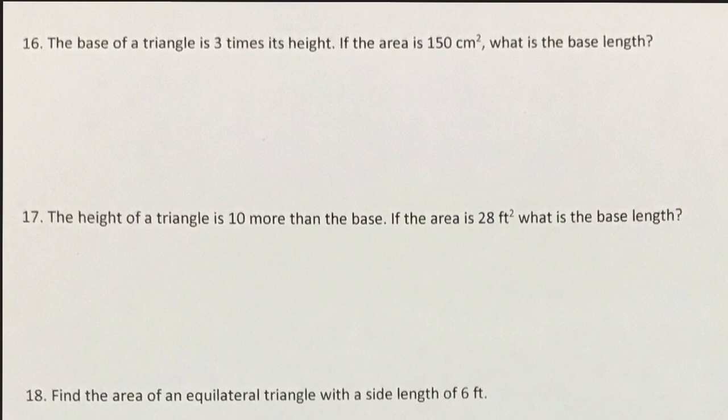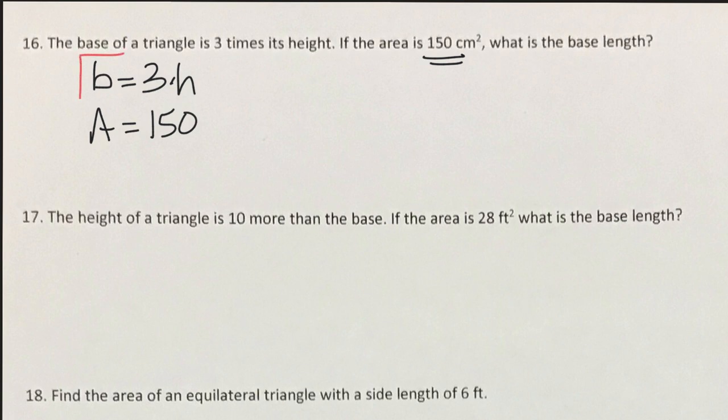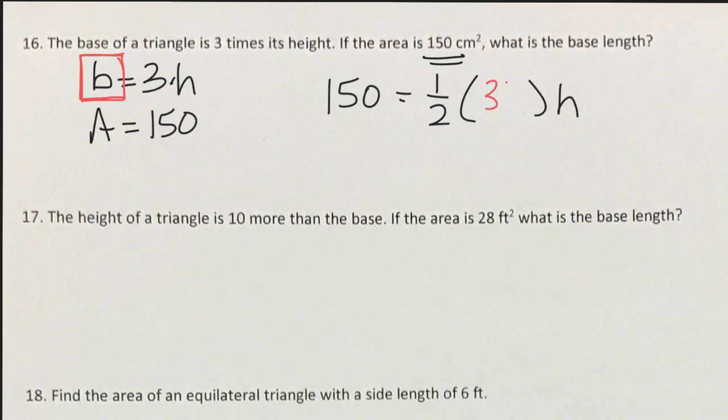Okay, base equals 3 times height, so B equals 3h. The area is 150, so what is the base length? So this is an algebra problem where we're going to replace B in your formula, 1/2 base times height, right? So we're going to do some algebra and solve this equation for h. So area equals 1/2 of the base, and the base was 3h. Okay, so when we have B equals, we replace B in your area formula.